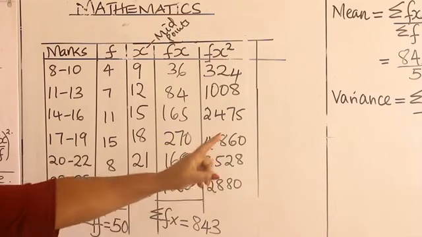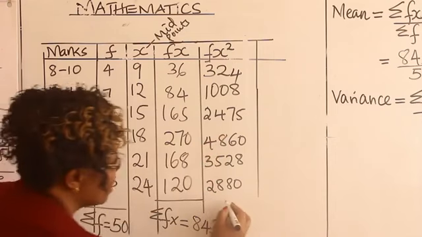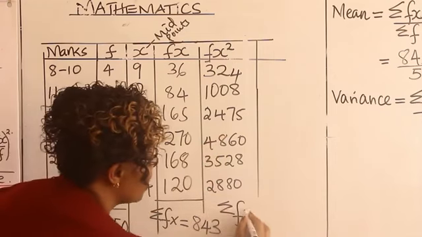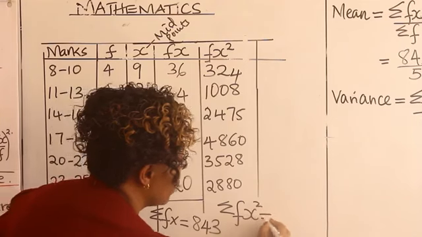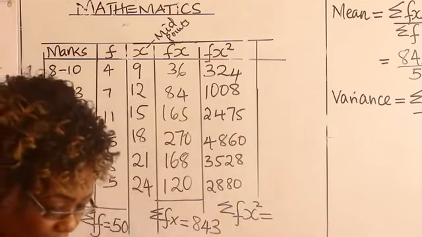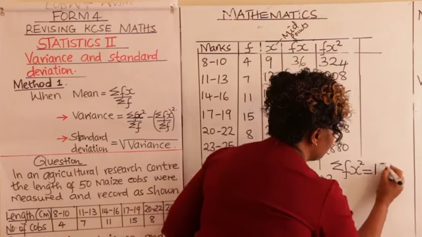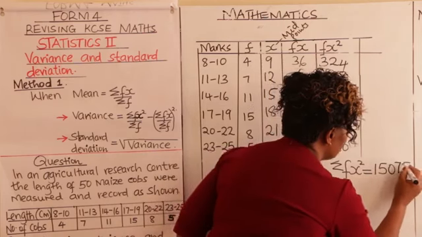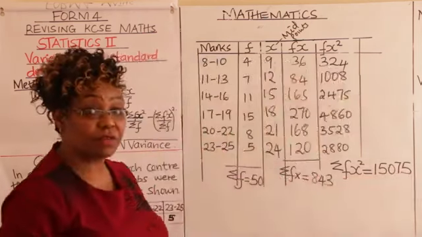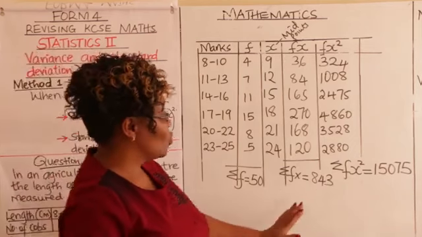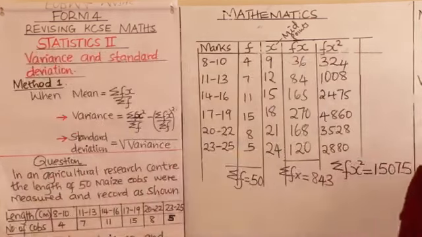After that, learner, we need the sum. So we come and see what is the sum of the fx squared. You add all that with the calculator, you should get 15,075. You now go to your formula here.